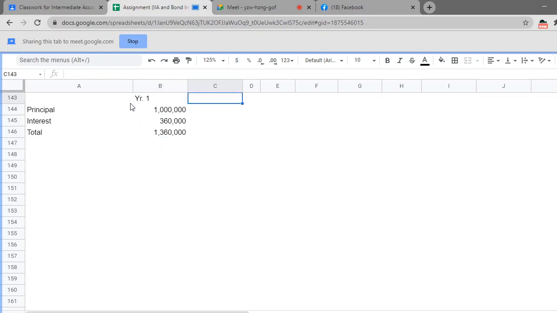Alright, that is for year 1. Let's have year 2. On year 2, still 1 million na principal payment, but our interest will change. Our interest will be based on the outstanding balance. Ang balance na to is just 2 million na lang na face amount. Nagbayad na 1 million last year, so 2 million na lang karon. Times your 10% rate.